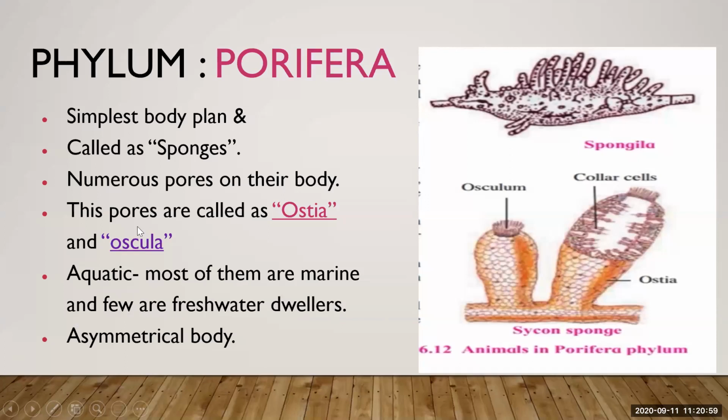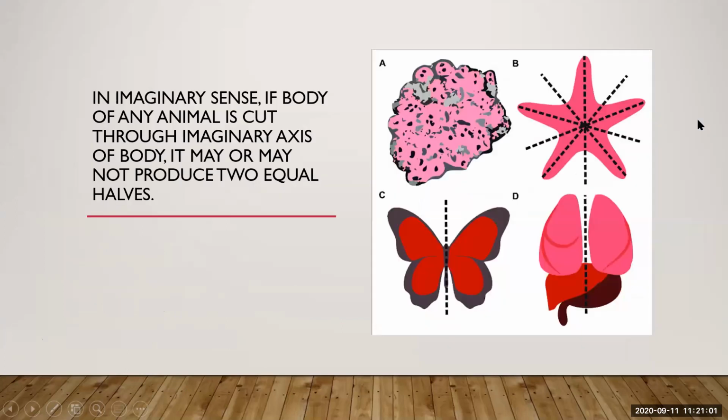Just have a look here. Imagine if the body of an animal is cut through an imaginary axis, it may or may not produce two equal halves. Here you can see the imaginary axis given on the butterfly. If we draw an axis on the butterfly, we definitely get two equal halves, so it is a symmetrical body structure. If you see here again, the body parts of the human body, if you make this cut along the imaginary axis, you will get two equal halves.